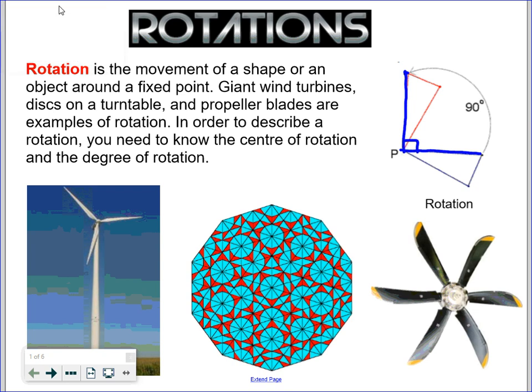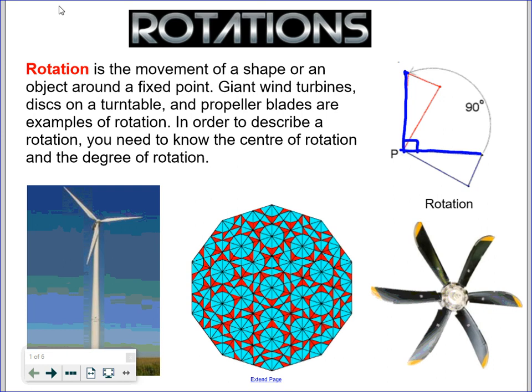In this lesson, we're going to take a look at rotations. Rotation is the movement of a shape or an object around a fixed point. Giant wind turbines, discs on a turntable, and propeller blades are examples of rotation. In order to describe a rotation, you need to know the center of rotation and the degree of rotation.